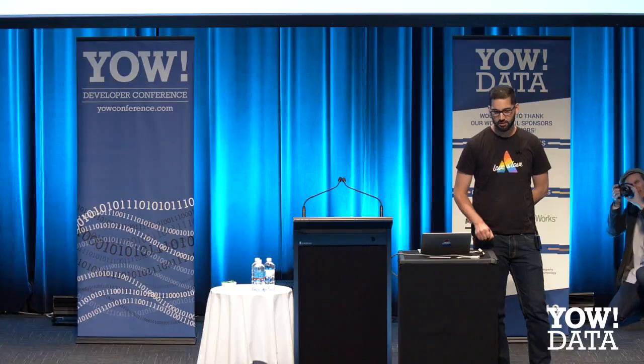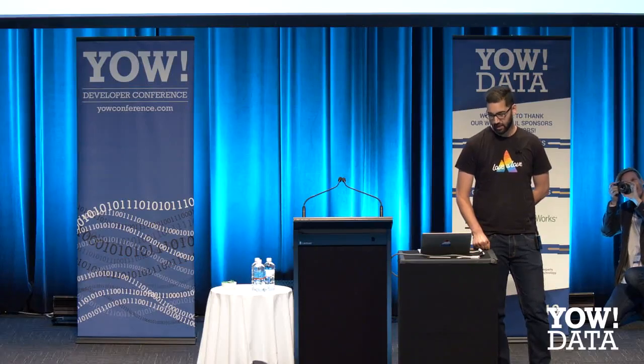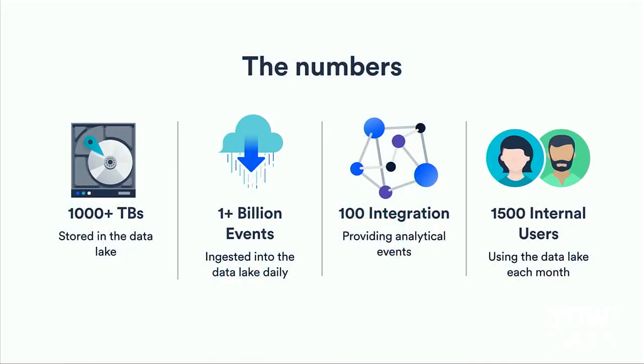To give you an idea of our current scale, we have over 1 petabyte of data in our data lake. We land about 1 billion events each day in the lake. We ingest from around 100 different sources, and we have over 1,500 monthly active internal users. These are other Atlassians, other people in the company.